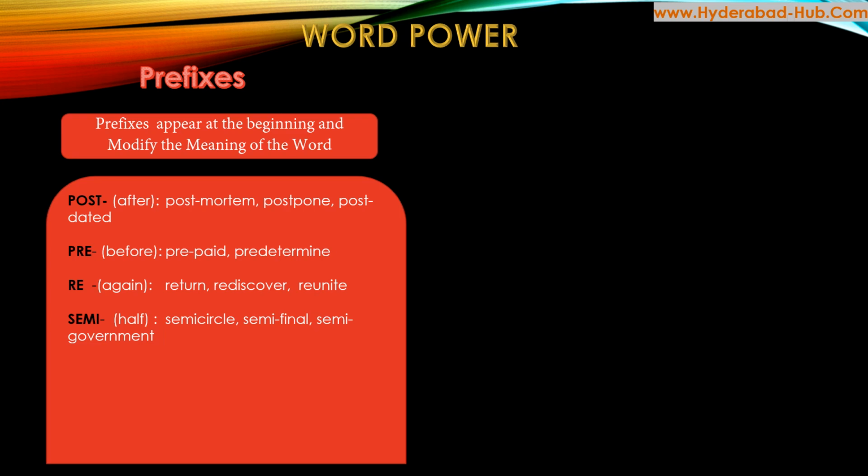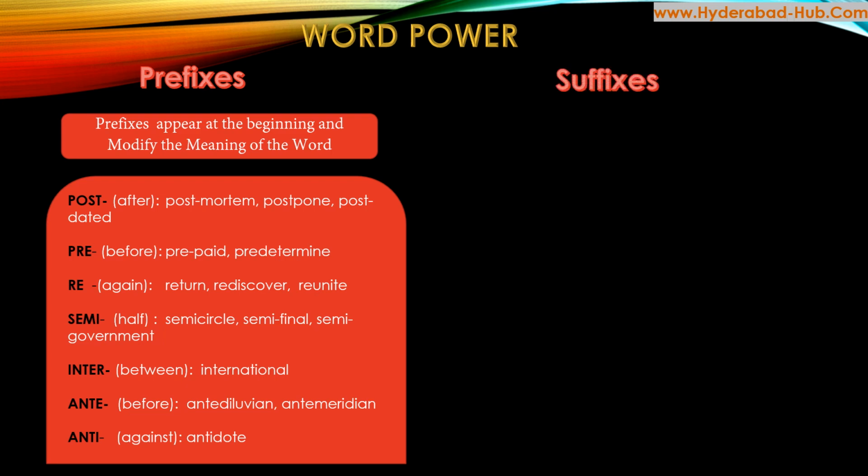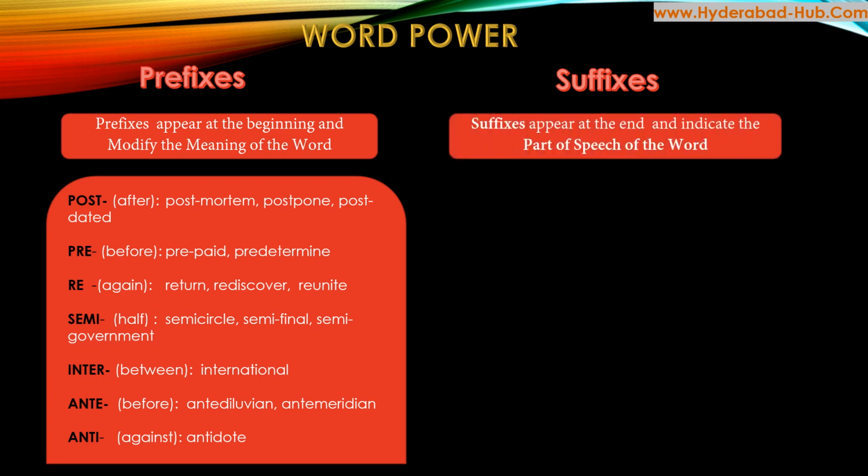Semi. Meaning: half. Example: semicircle, semifinal, semi-government. Inter. Meaning: between. Example: international. Ante. Meaning: before. Example: antediluvian, antemeridian. Anti. Meaning: against. Example: antidote.